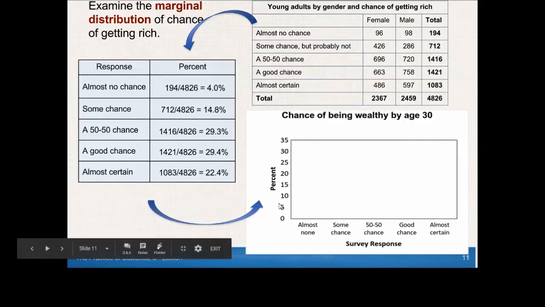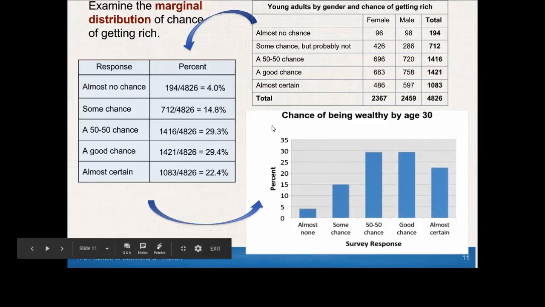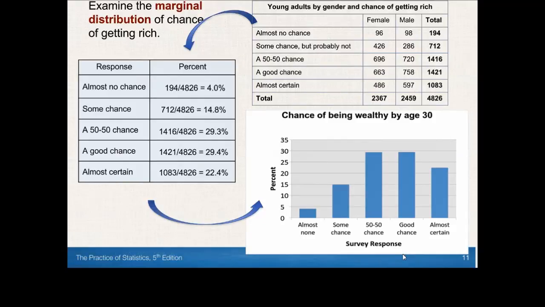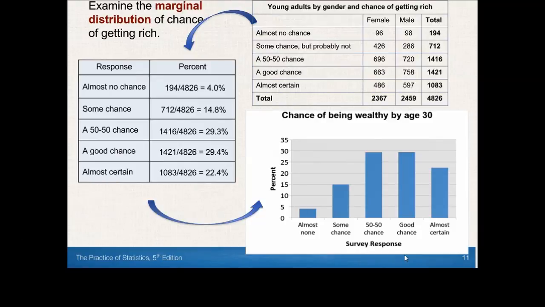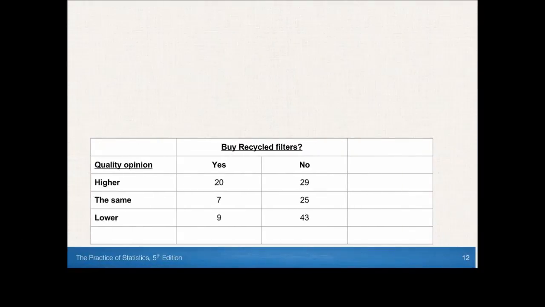Okay, so welcome back. So you should have something that looks like this. The 4% is small, 14.8, the 29s are pretty close to each other, and then 22.4. So that gives us a better way of looking at it. We'll take a look at a little bit more of this data in a bit. Let's turn to page 22 of your book, and we're going to look at exercise 19 as an example.